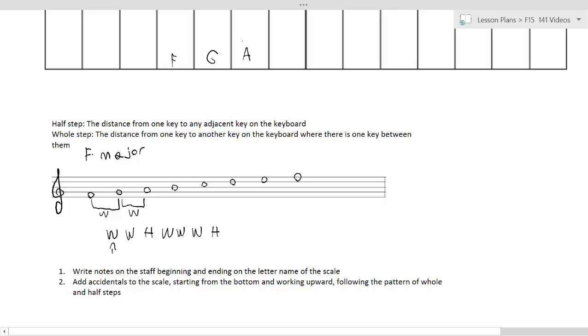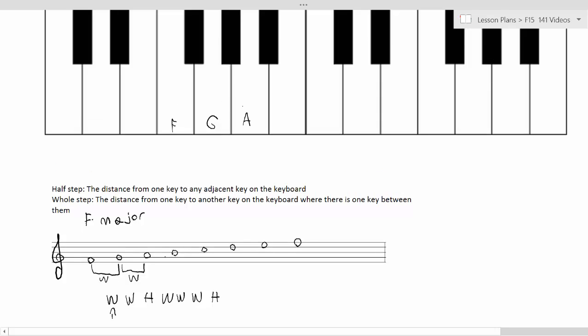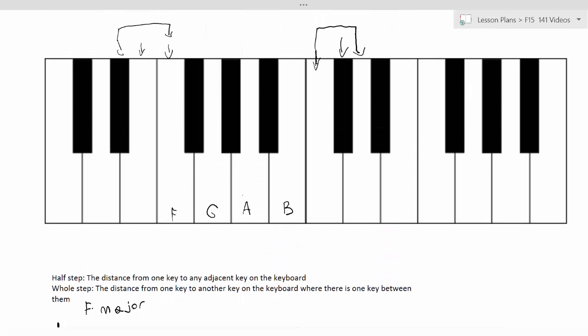Okay, then the next one needs to be a half step. I've got a B written right now, so here's my B. If I take a look at the keyboard here, let me scroll up a little bit further. There we go. A to B, there's one key between them, so it's a whole step, but I needed it to be a half step. So that means I'm going to have to do something to one of those two notes.